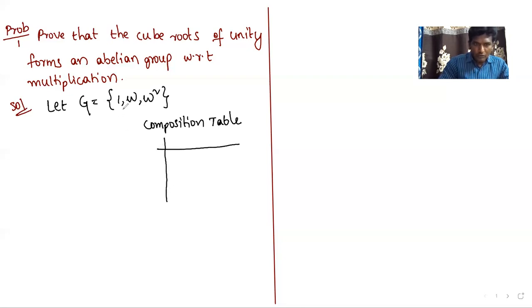See, using the binary operation multiplication. So 1, omega, omega square. Here also 1, omega, omega square.